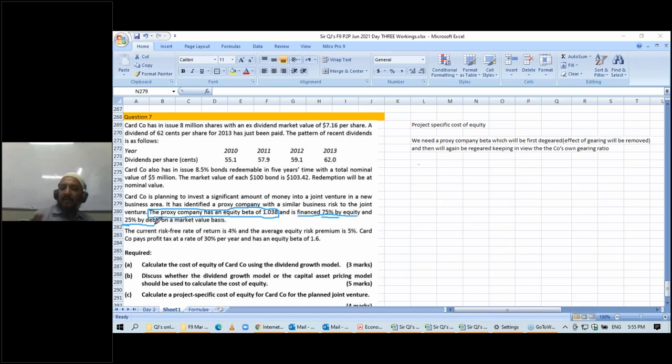There are two types of risk involved in beta: financial risk and business risk. If you remove the gearing effect, the financial risk will be eliminated. Only the business risk will remain, which is relevant to us. Then to that business risk, we will add our own gearing ratio and re-gear it. So first, we will de-gear the beta. What's the formula for this? We'll be having a break after this question.